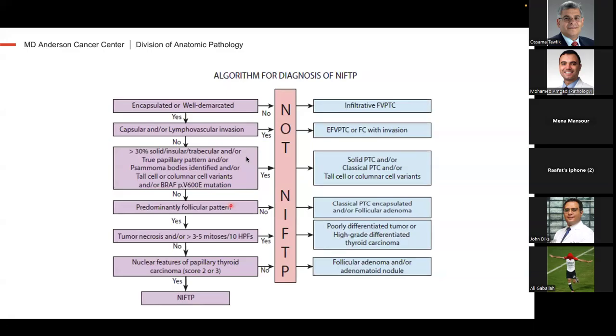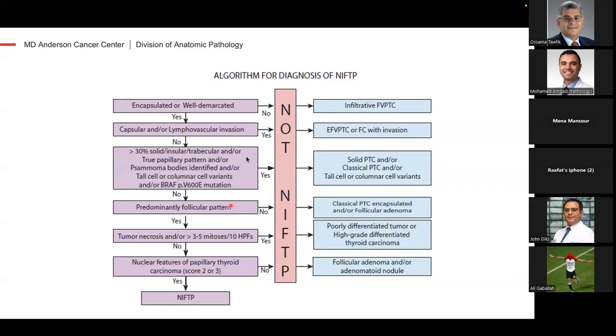I've seen cases where it's called PTC, Afirma comes back negative, and for some reason it's taken out. And sometimes you'll get these follicular adenomas with very focal PTC features, which you got on cytology. I feel it's more a sampling issue than anything else.